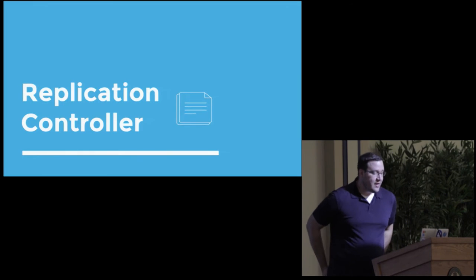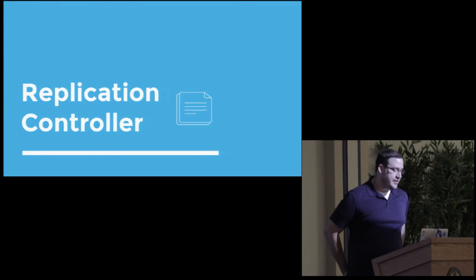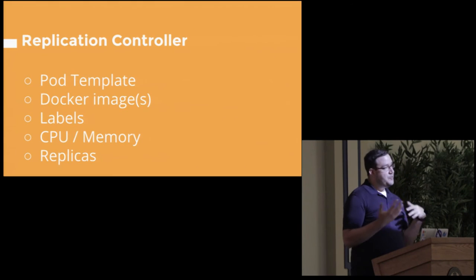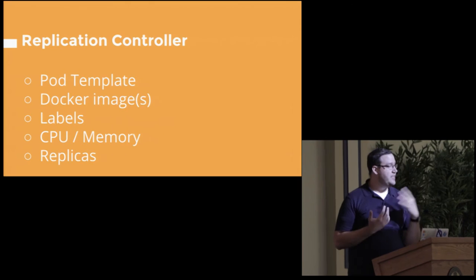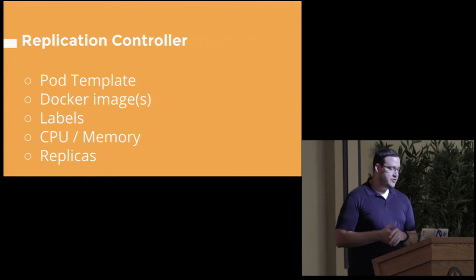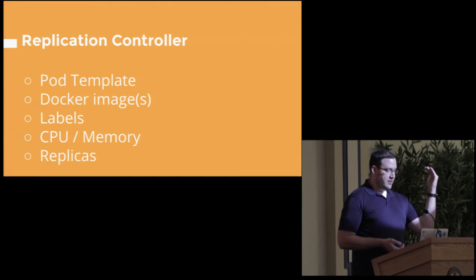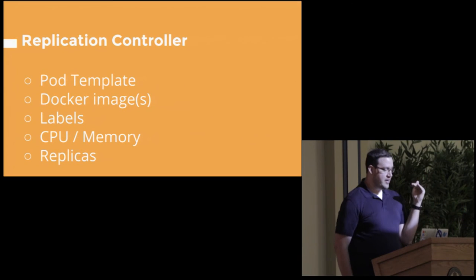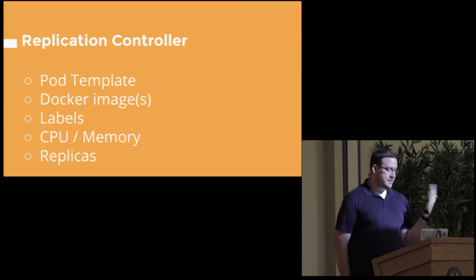Cool. So how we can define that desired state is with a thing called a replication controller. And this is simply, basically, a way to define your pod, right? So you can do this with JSON or YAML files. And you can define what the pod looks like. So you can say, hey, here's the Docker images that I'm going to run. Here's the labels I'm going to apply to these pods. And here's the CPU memory requirements I want to apply.